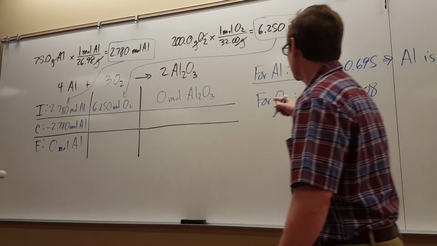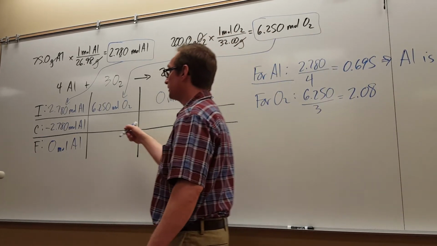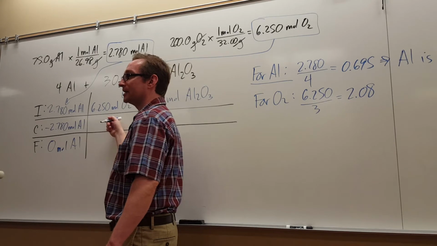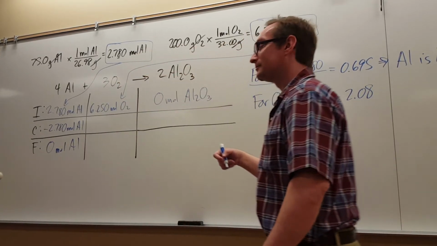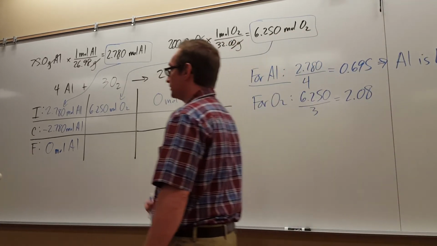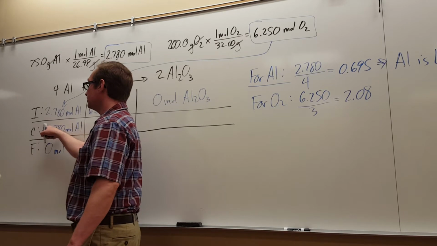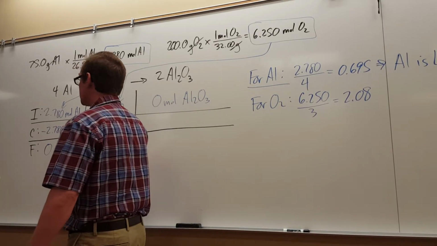So if it turned out that the oxygen came out lower, then I would be subtracting all of this 6.25 from the initial and ending up with 0 here. All right, that's what that tells us. Now here's the really cool thing. I can take this minus 2.780 and I can put that number in all the other boxes in that row.